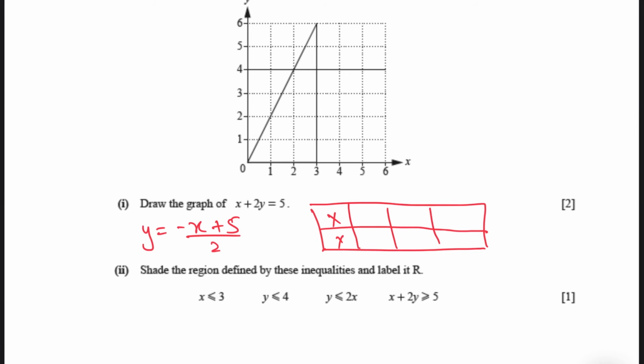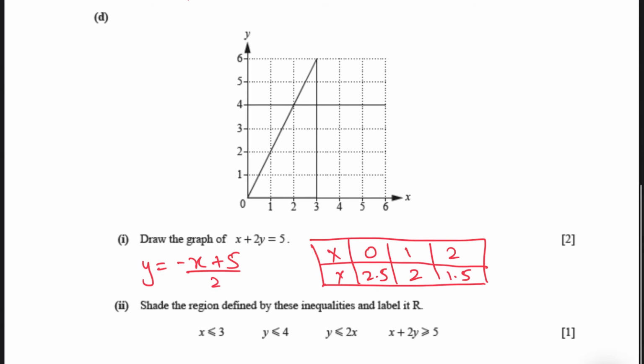Let's choose 3 values of x. Let's assume that they are 0, 1 and 2. When you plug 0 into this equation, y comes out to be 2.5. When you plug 1 into this equation, negative 1 plus 5 gives you 4, 4 over 2 gives you 2. And then when you plug 2 into this equation, negative 2 plus 5 gives you 3 over 2, which is 1.5. Let's plot these values on the grid.